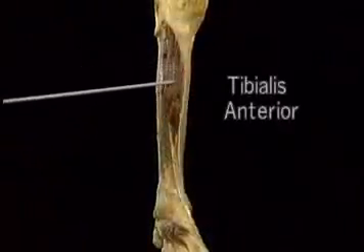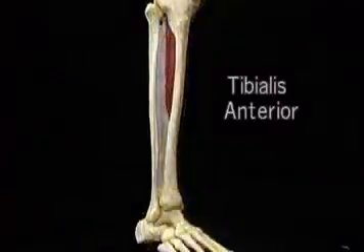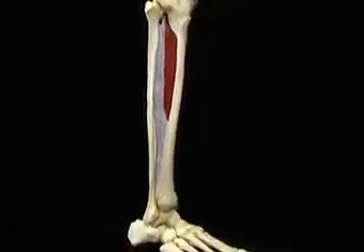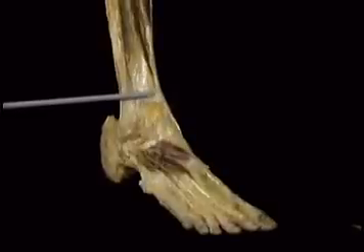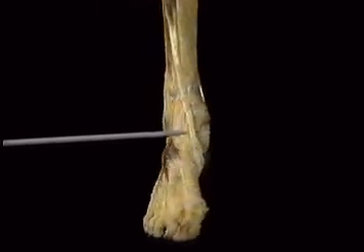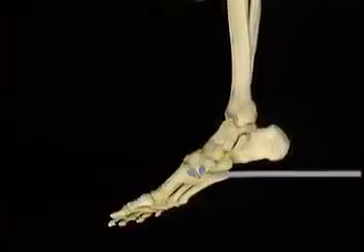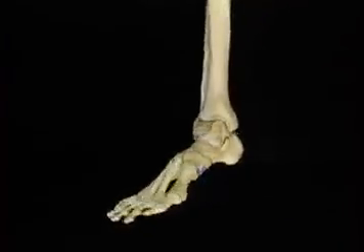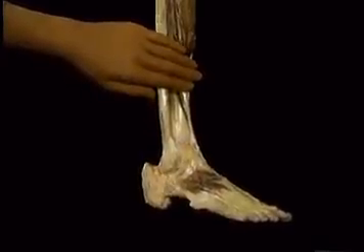Here's tibialis anterior. Tibialis anterior arises from the lateral surface of the upper tibia and from the interosseous membrane. The tendon of tibialis anterior passes under the extensor retinaculum and winds around the medial side of the tarsus to insert right down here on the first cuneiform bone and on the base of the first metatarsal. The main action of tibialis anterior is to produce dorsiflexion at the ankle.